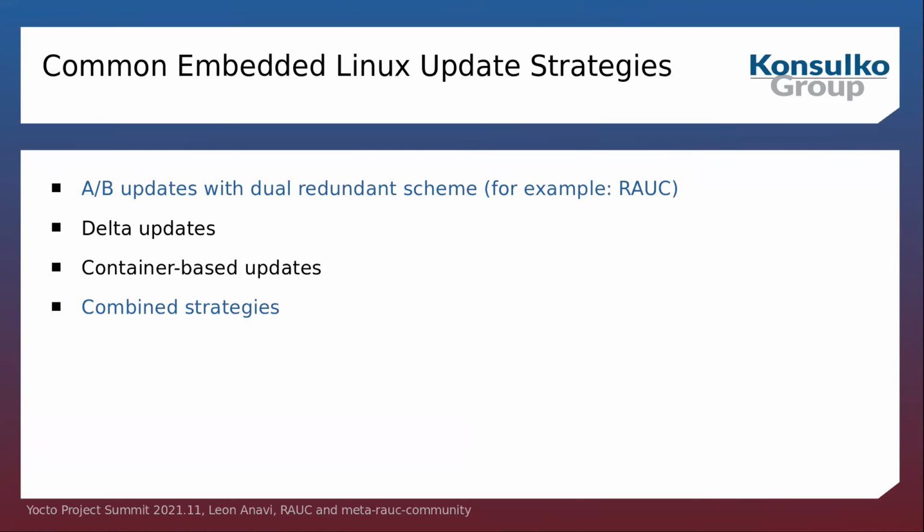The first group is about AB updates with a dual redundant scheme. A good example of this is RAUC as well as Mender. I've already explained how it works. The other group is for delta updates. These are the things that are done with, for example, OSTree, where we have very small chunks of updates that are installed on the embedded devices. We also have container-based solutions for updating, and we have combined strategies.